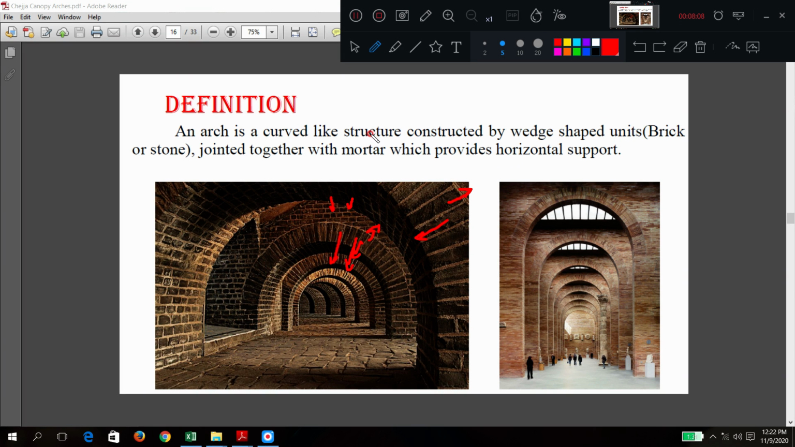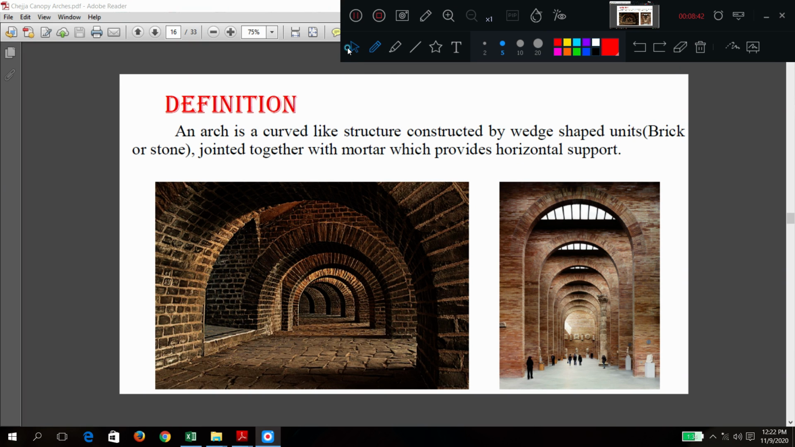If more load is acting, then this one may go up and another may go down. What is happening here? Transverse shear acting upon the arch members is more, and the mortar joint strength, or frictional surface strength, is less. At that time this sliding will take place.